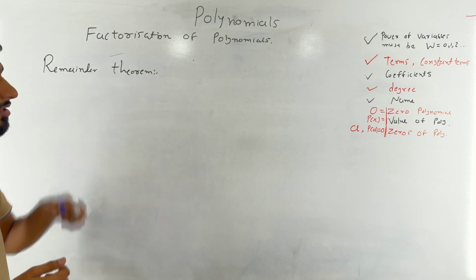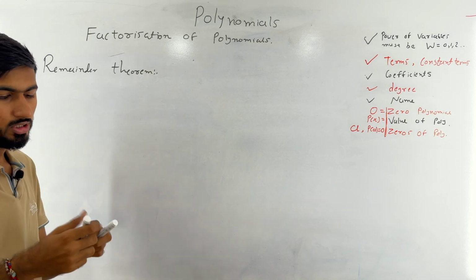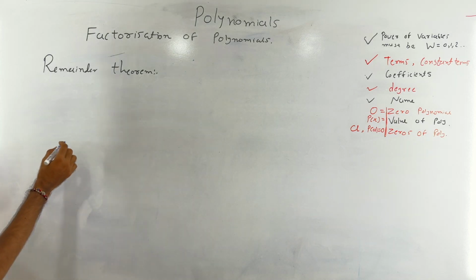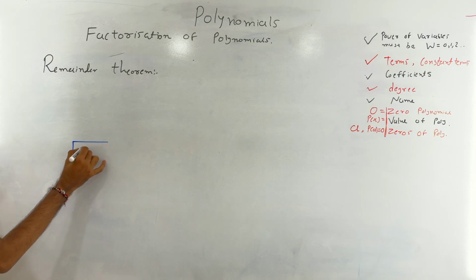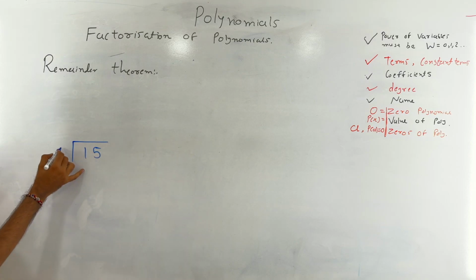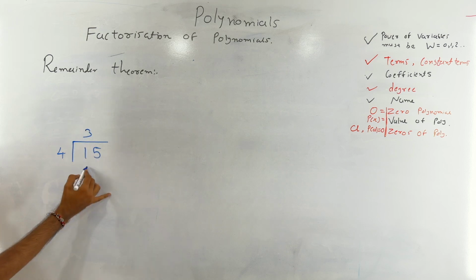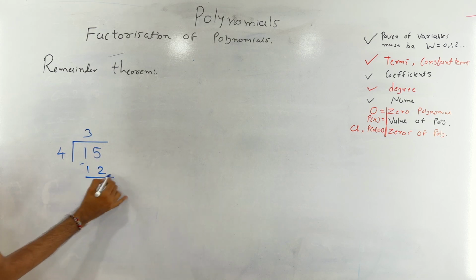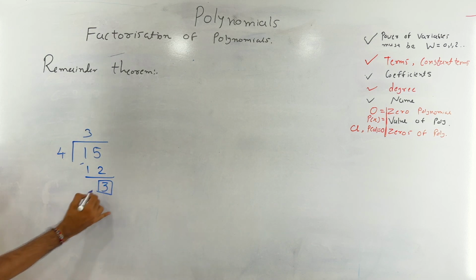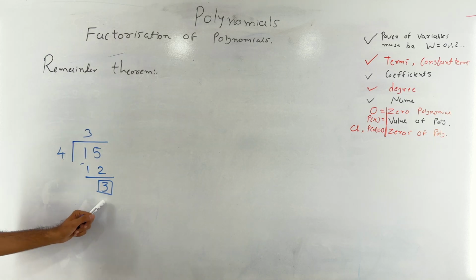We will learn the remainder theorem by using numbers, right? So you will understand it very easily. Let's say I will divide 15 by 4. What will be my quotient? My quotient will be 3, and I have to write 12 here, and my remainder will be 3. You can see I get the remainder as 3, right?